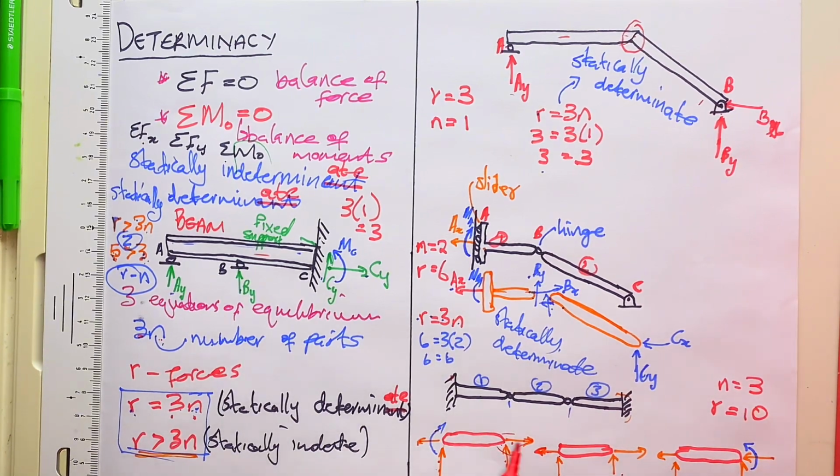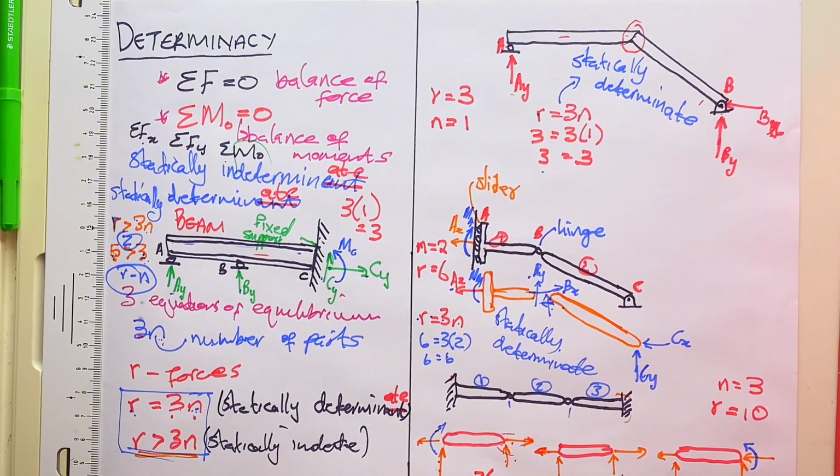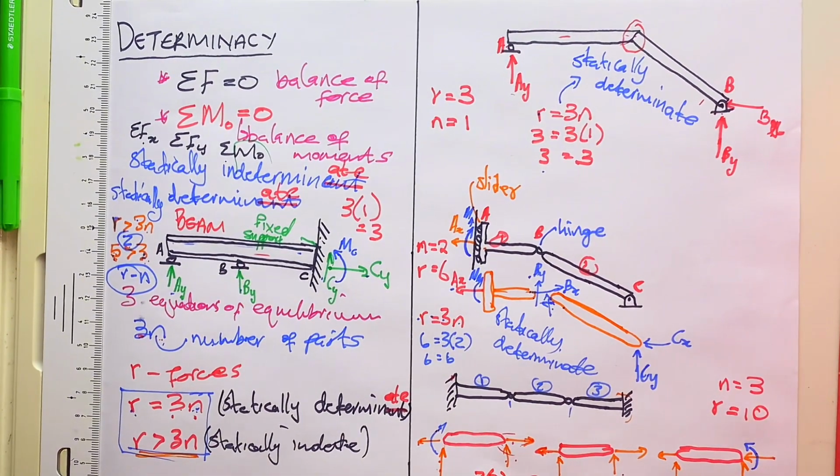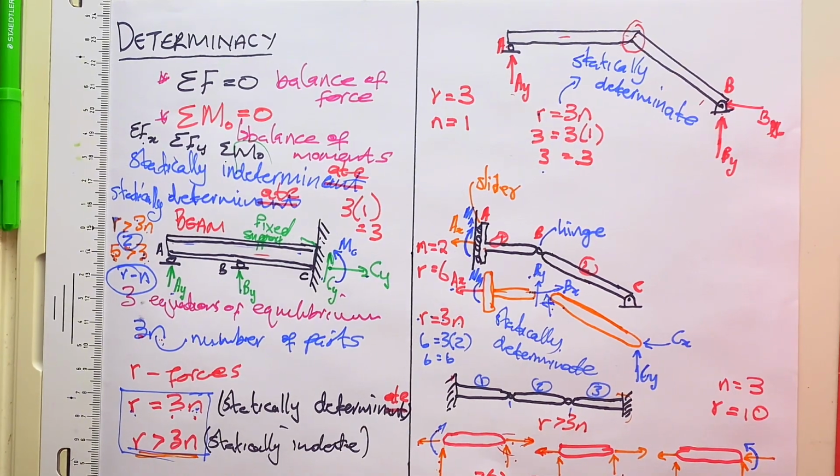Now let's find 3 times n. Our n is 3, therefore it is 9. Our r though is 10, therefore our r is greater than 3n. We have more unknown forces than equations. To what degree?